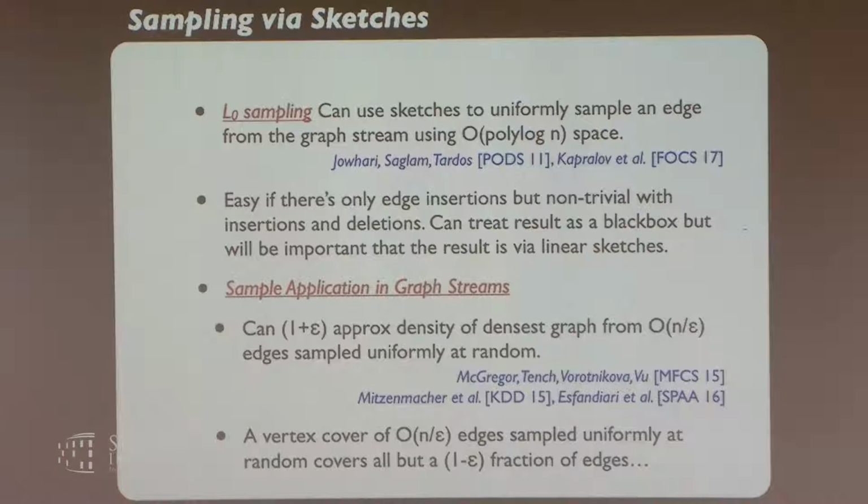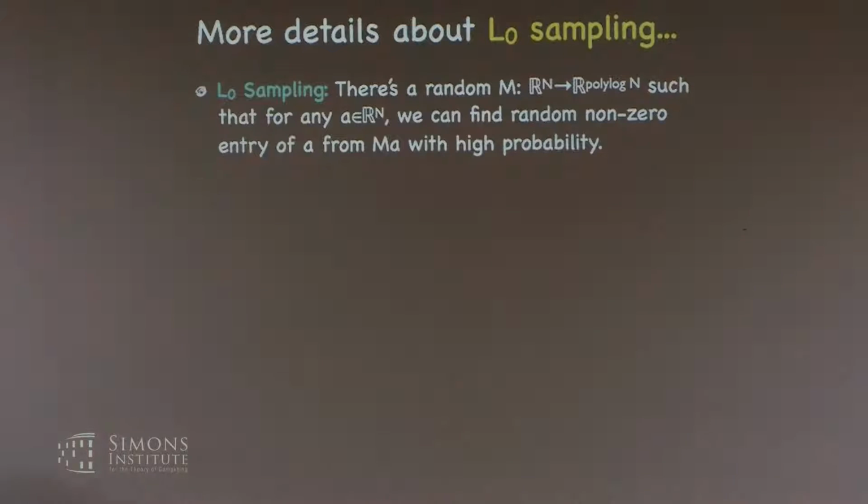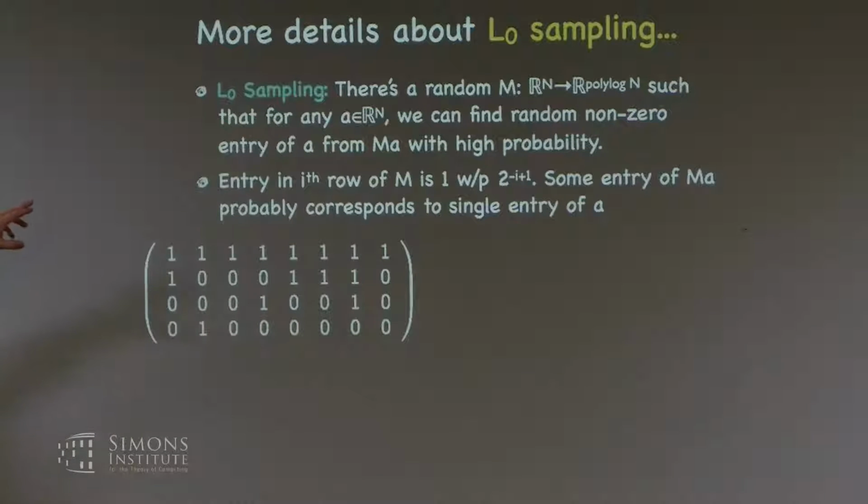Let me just briefly go into what the sketch would look like that would enable something like that. L0 sampling is enabled by a sketch. There's a random matrix M that's projected down from long vectors down to short vectors, such that for any long vector, we can find a random non-zero entry of the vector from the projection with high probability. So the random matrix is going to look like this. In the first row, there's going to be all ones. In the next row, every entry is going to be 1 with probability half. Next row, every entry is going to be 1 with probability quarter, an eighth, etc. So there's going to be at most log n rows of this thing.